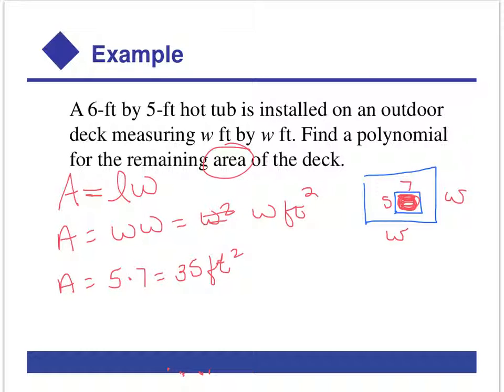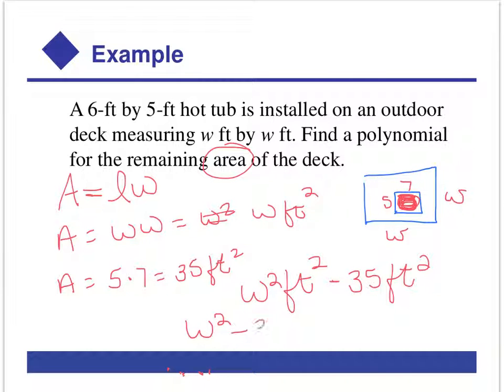So if we would say W squared feet, minus 35 feet squared. Basically, we're just saying W squared minus 35. And that would be our answer.